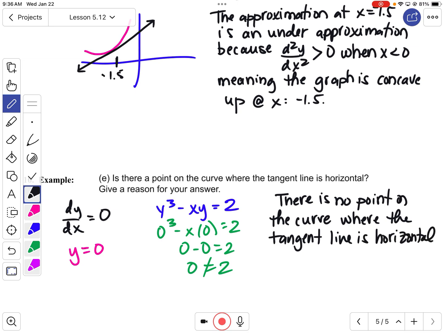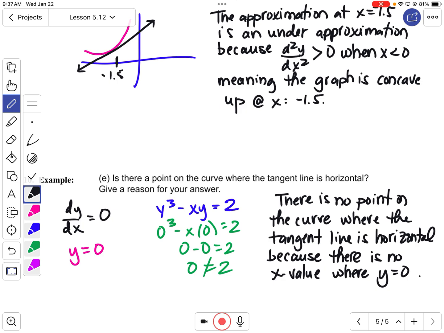Okay, give a reason because there is no x value where y equals 0. That's it, that's why. We plugged in 0 for y, and there's no x that works. So there's no x value where y is equal to 0. Whew! It's a good way to wrap up this unit, because it talks about everything we did in Unit 5. It wraps it all up.